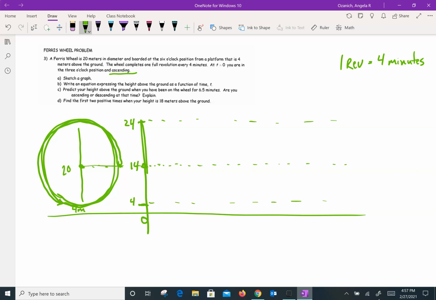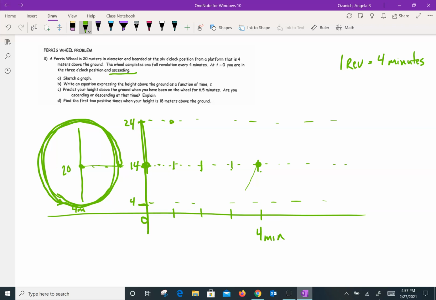We know that we're boarding here at the 3 o'clock position. We know that at 4 minutes, it's made 1 revolution. So I know that this is going to go up, it's going to come back down, and it's going to finish 1 revolution in 4 minutes. So I've just marked my graph in terms of minutes here.